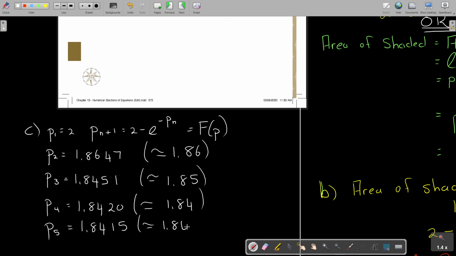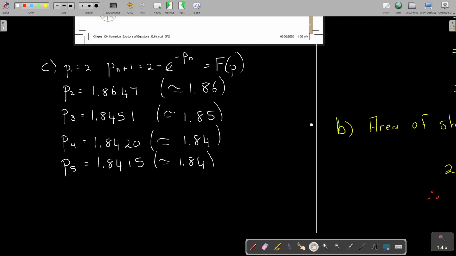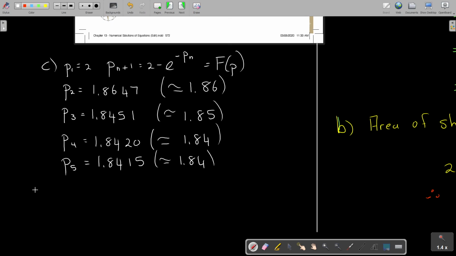And as soon as I see two consecutive numbers are the same, I stop and I just end. Therefore, correct to 2 decimal places, P is equal to 1.84. And that's how you do it.